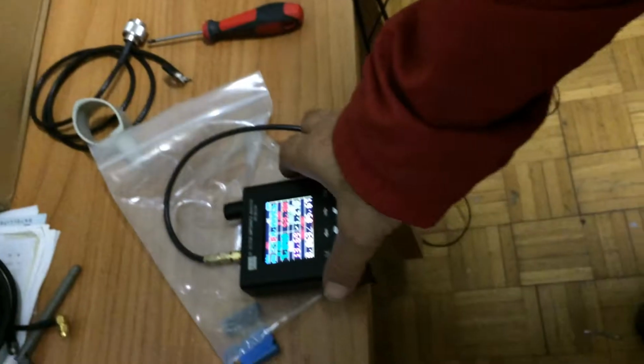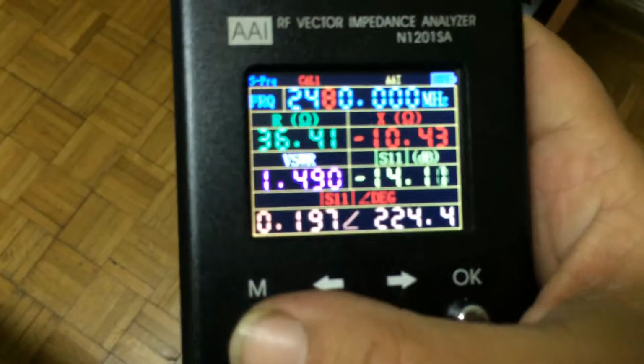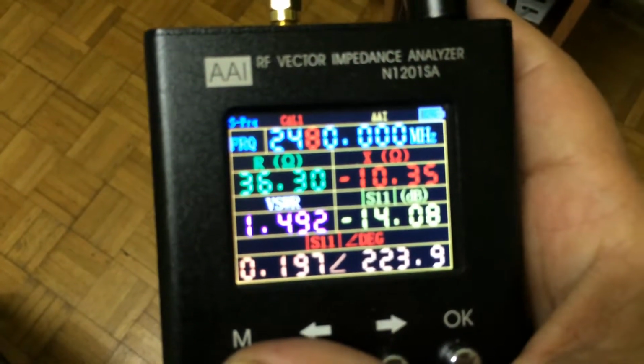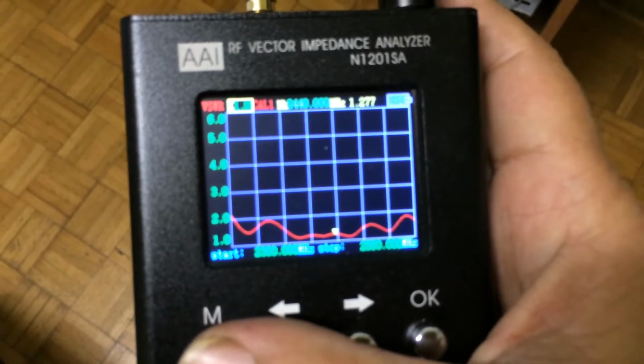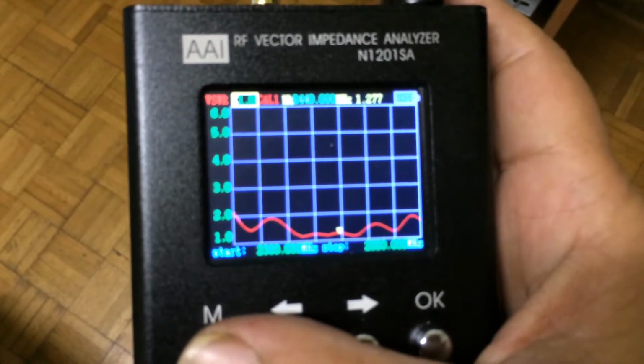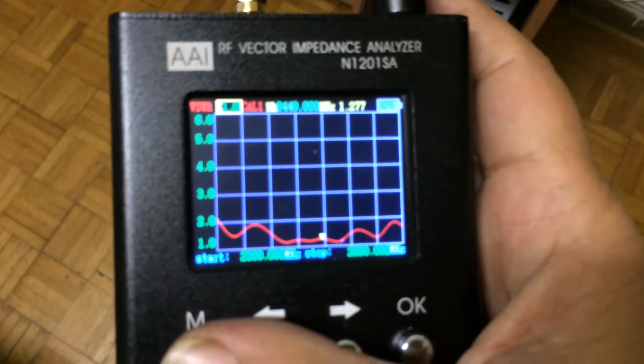Okay, this is the SWR on the upper antenna. Sorry, I said below at first. And you can see it's very good and has a very good bandwidth. Let's go now to the Chinese replica.